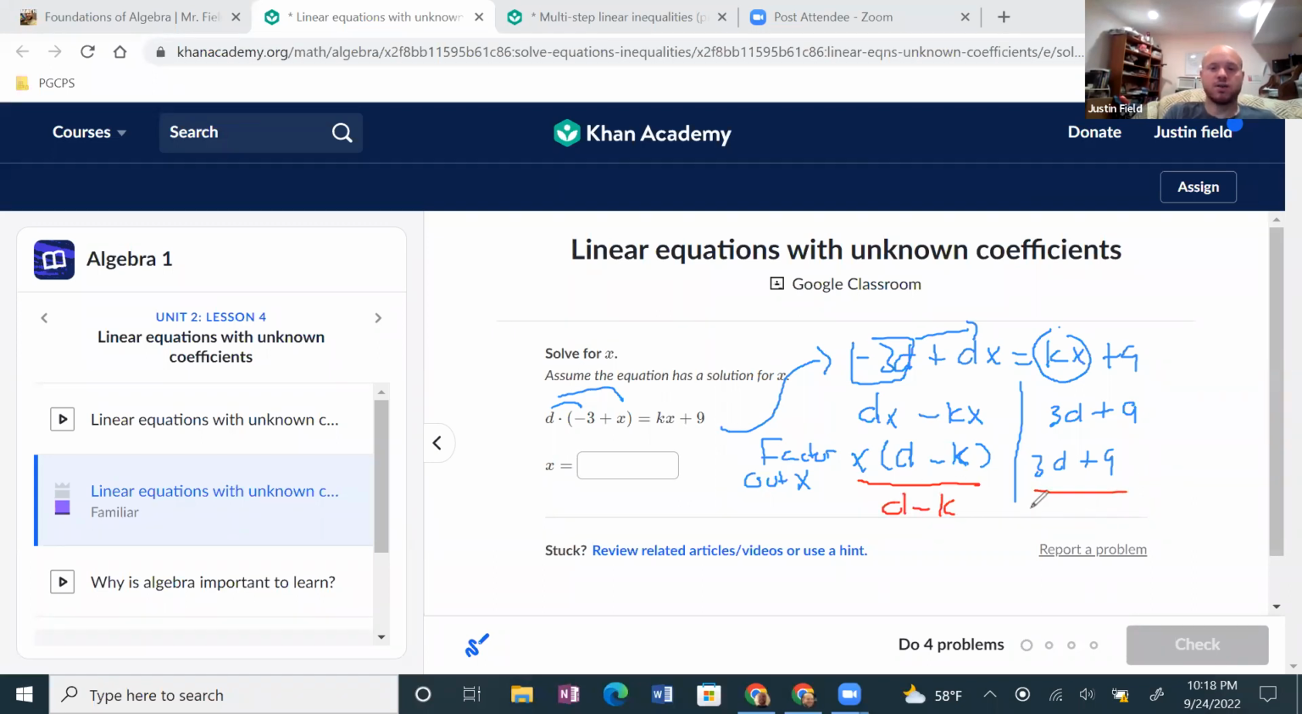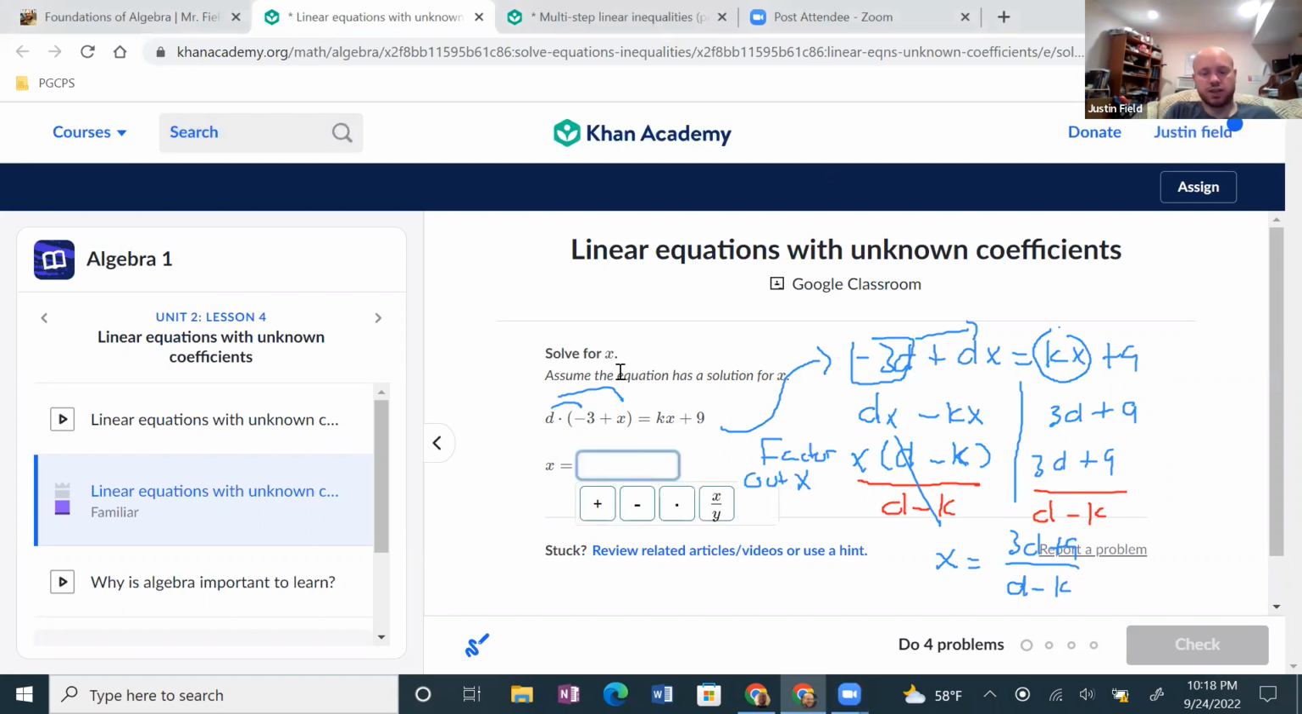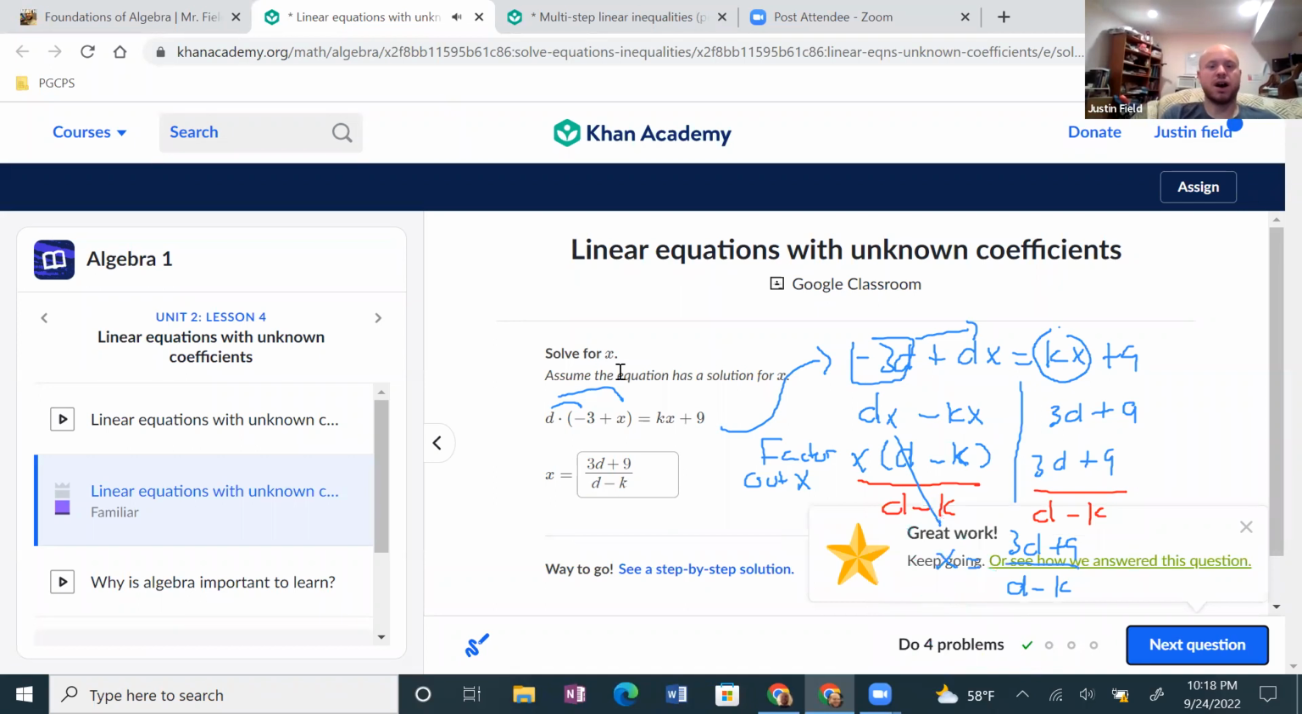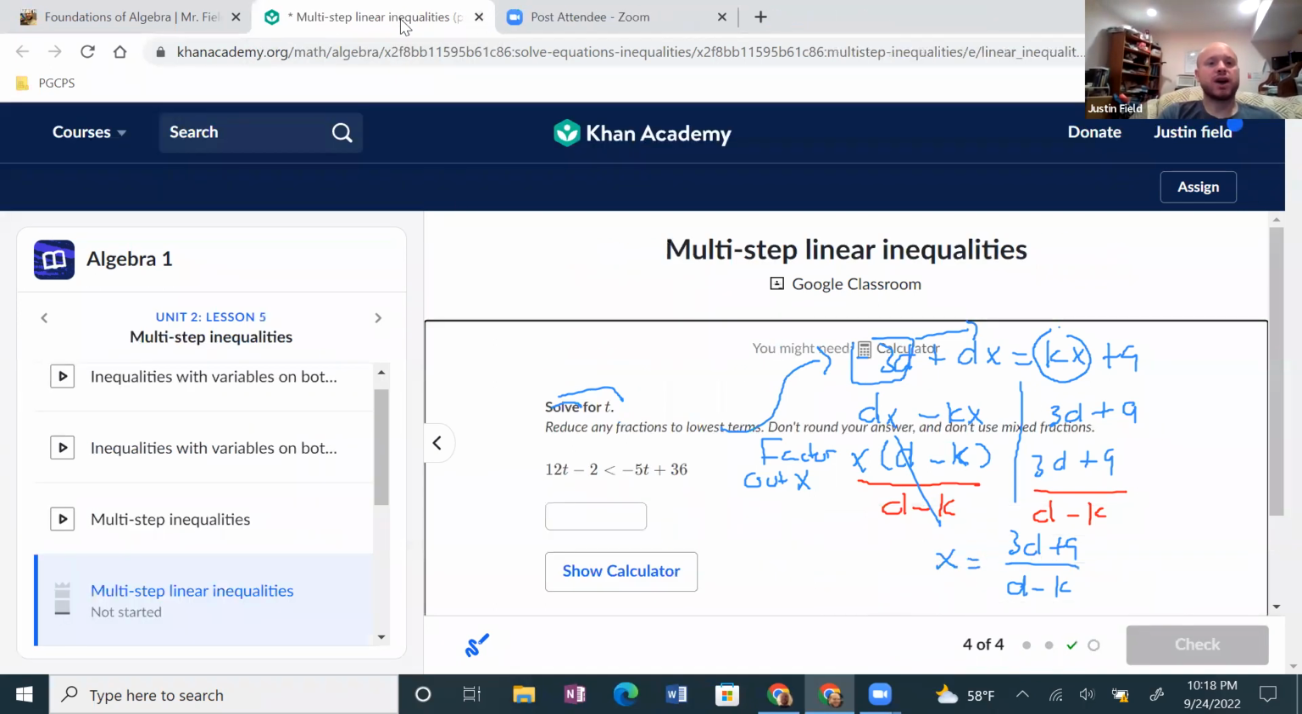Divide. I know. You've never divided by d minus k before. It feels very uncomfortable, most likely. But it can be done. I just did it. So the answer is 3d plus 9 over d minus k. The answer is not a number. The answer is a crazy expression. But it is the answer. Nonetheless, 3d plus 9 over d minus k. Unless it's not the answer, let's find out. It's the answer. All right. So go for it. Try that.